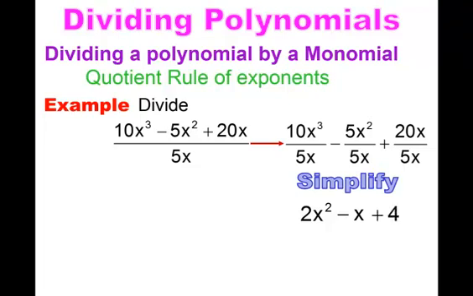And then lastly, you're going to reduce. 5 goes into 20 4 times, and my x's will cancel out. So this would be my answer.